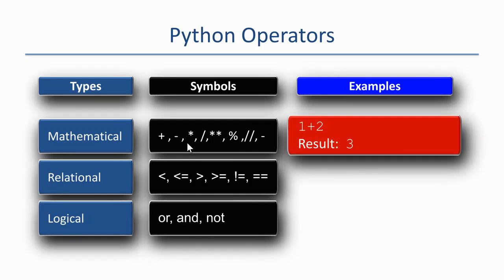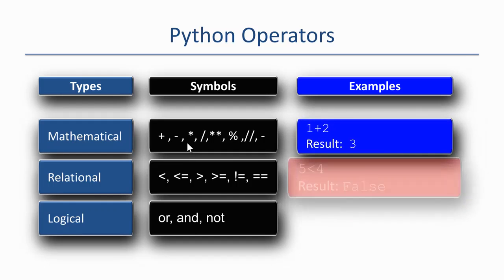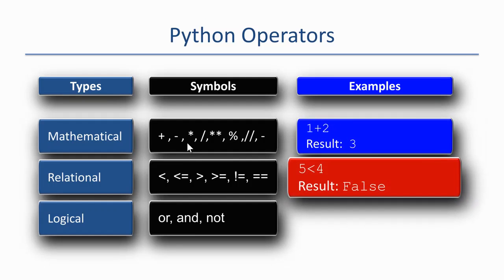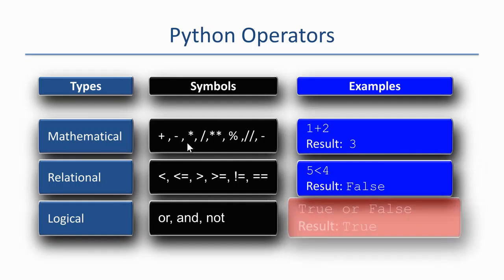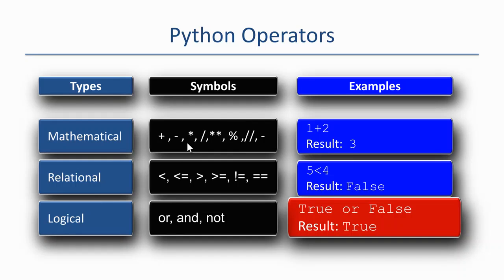These are some simple examples of how to use these operators. For example, when you say 1 plus 2, of course you are using the operator plus and the 2 operands 1 and 2, and of course the result is 3. In here, when you say 5 less than 4, remember you are asking a question. Is 5 less than 4? And the result, of course, is no, false. And an example for the or operator is when you say true or false, and the result will be true. Again, I will explain this in more detail in future lessons.